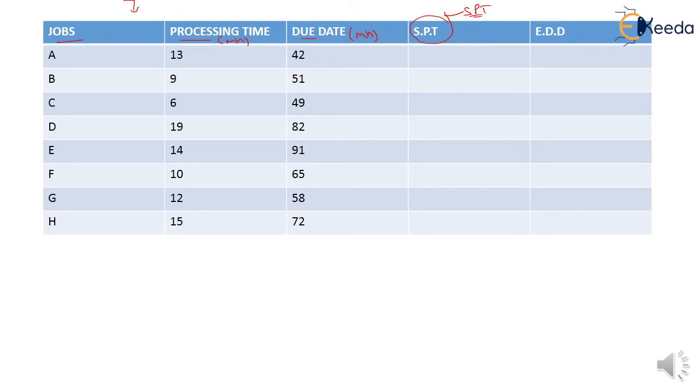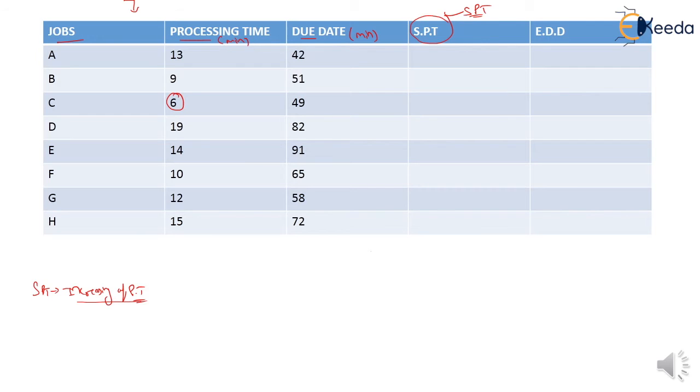According to the SPT rule, the jobs are sequenced in increasing order of processing time. So in the SPT rule, our jobs are sequenced according to increasing processing time. First of all determine the minimum, and after that the next higher. So minimum to maximum processing time are sequenced in the SPT rule. So first of all determine the minimum processing time. What is the minimum processing time?